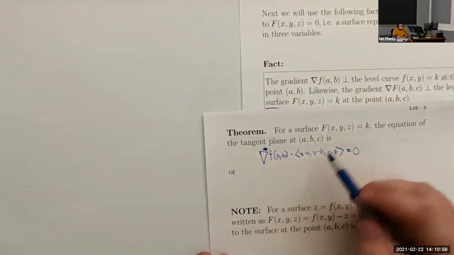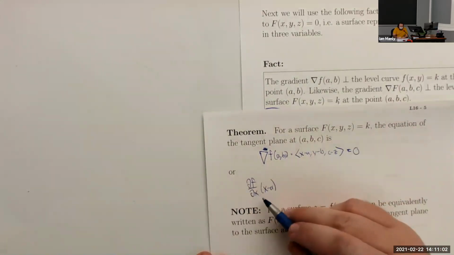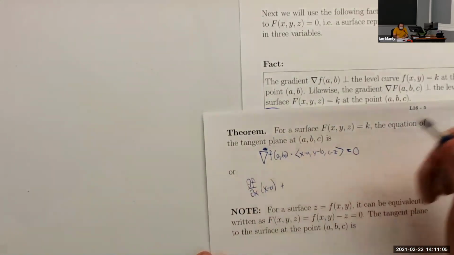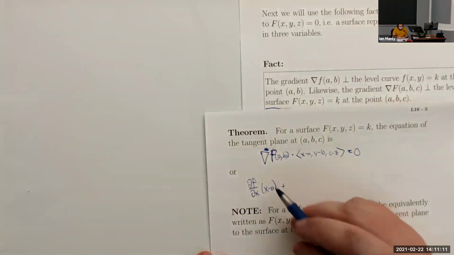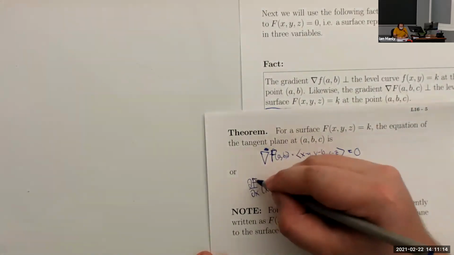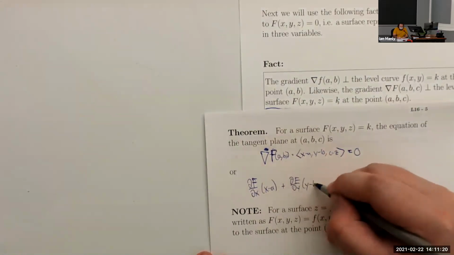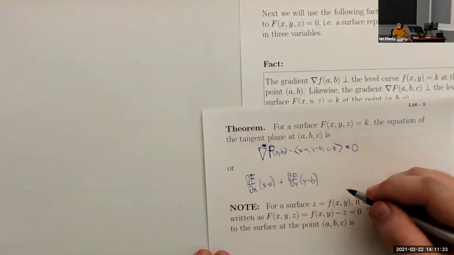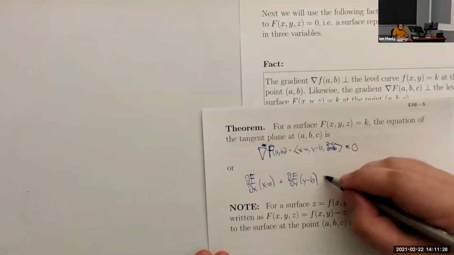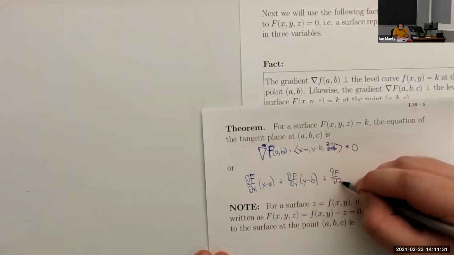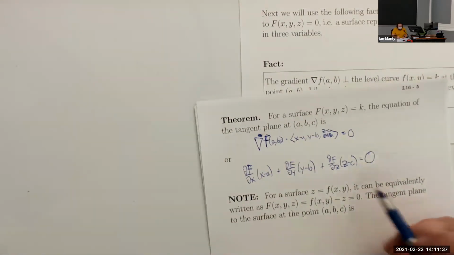Now, if we actually carry through with the dot product here, then we end up with this. Partial f partial x with x minus a. And, oh, I guess I should call this capital F. This is going to be capital F here. So we have partial capital F, partial x, times x minus a. Partial capital F, partial y, with y minus b. And then partial F, partial z, times z minus c, equals 0. So this is going to be our new tangent plane.